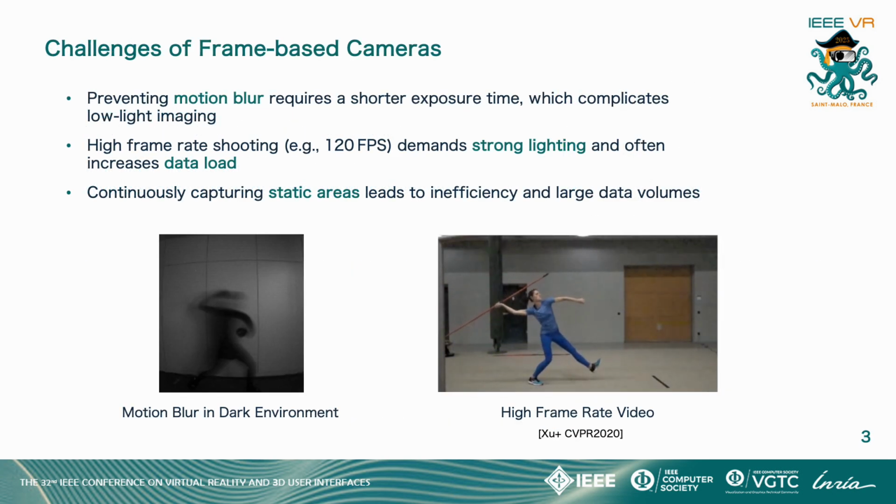However, the most widely used frame-based cameras have inherent challenges. To avoid motion blur, we need shorter exposure time, which becomes problematic in low-light settings. Shooting at high frame rate demands strong lighting and quickly increases data load. And even when parts of the scene aren't moving, traditional cameras capture every frame, causing inefficiency and huge data volumes. These constraints make it challenging to achieve reliable, high-fidelity mesh recovery in real-world scenarios.